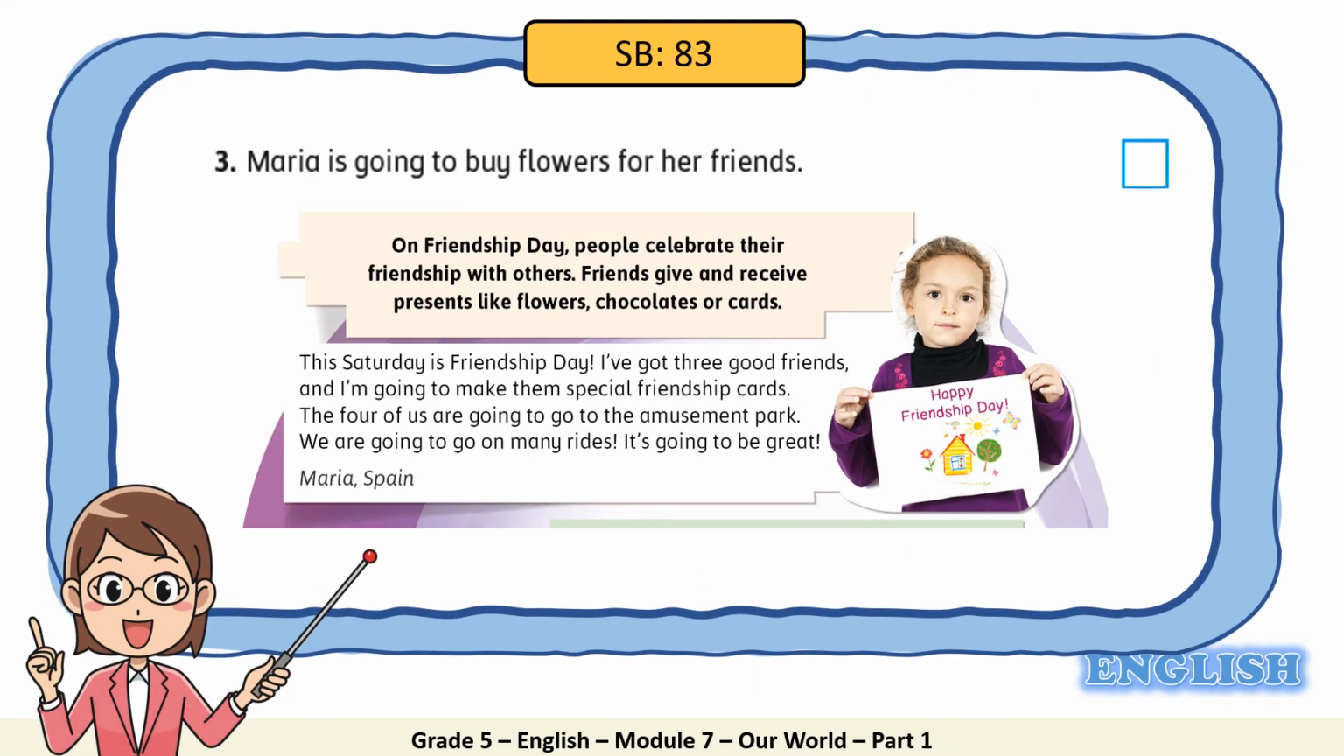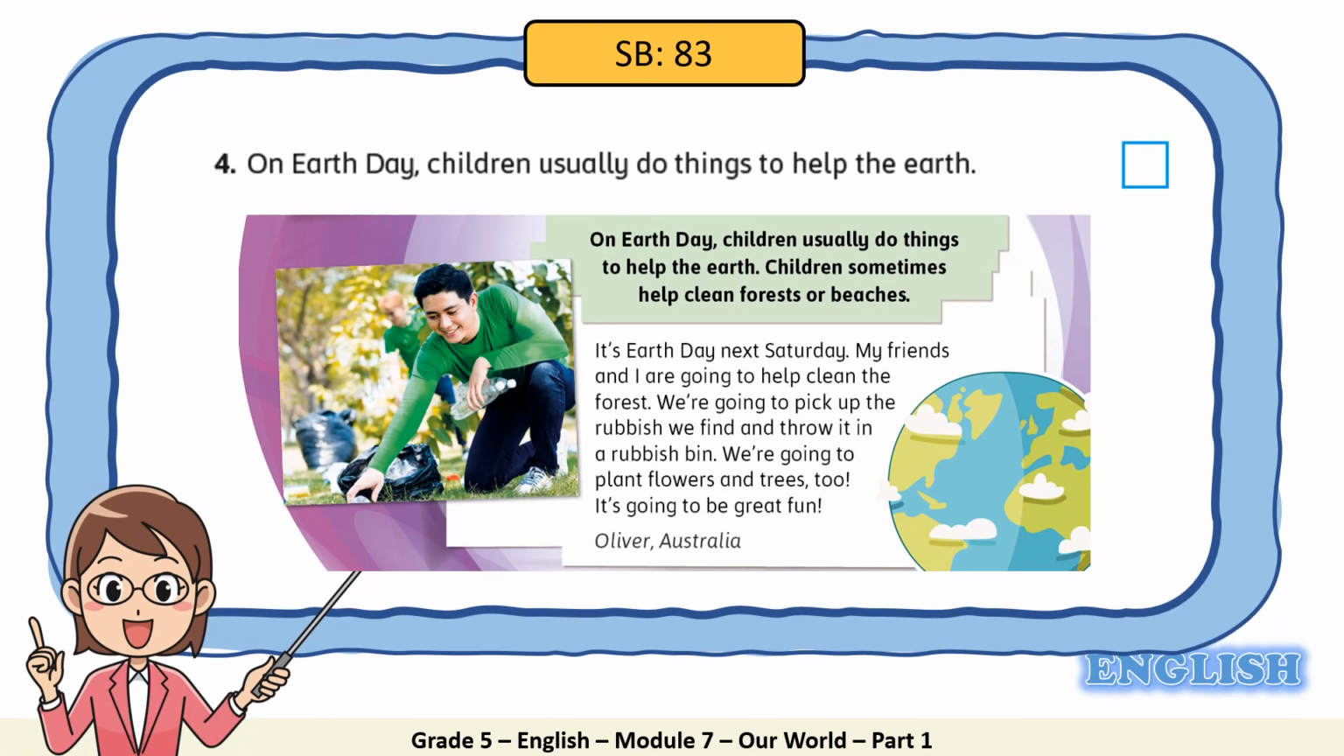Number 3. Maria is going to buy flowers for her friends. Let's go back to the text. It says here, I am going to make them special friendship cards. So, the answer is false. Good job. Number 4. On Earth Day, children usually do things to help the earth. The answer is true, and you can see the evidence here.